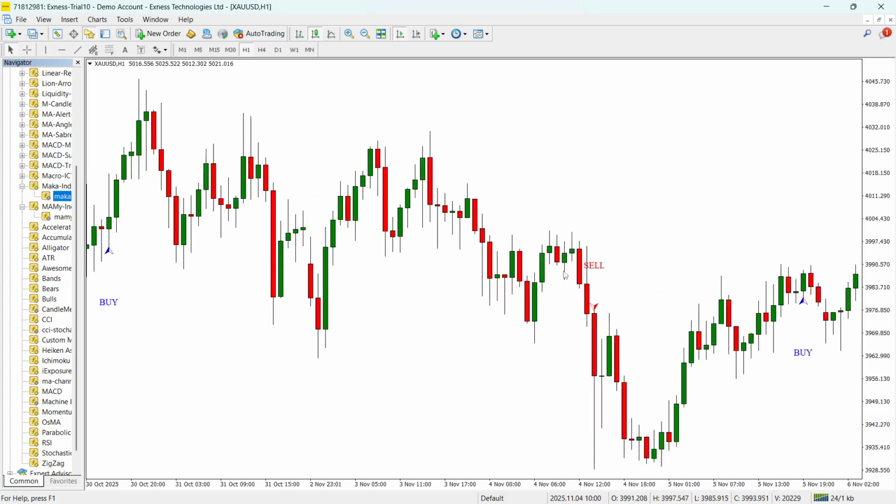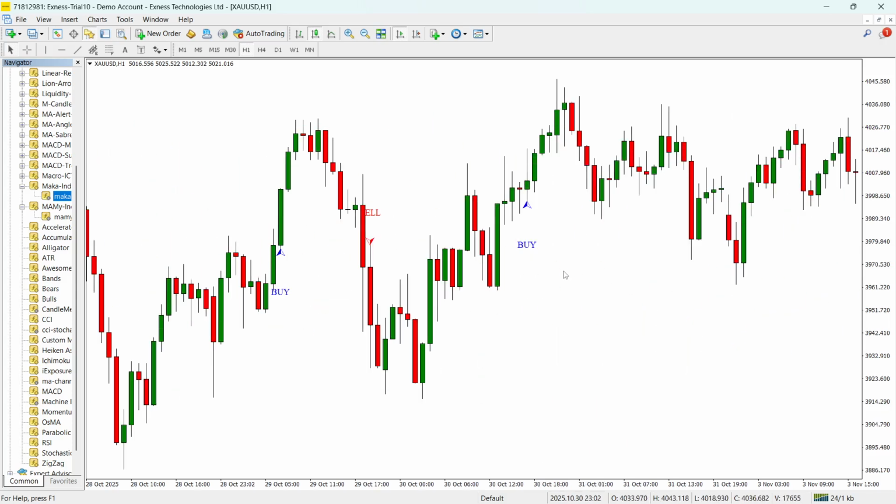You can download the MAKA indicator for MT4 using the link in the description below. It gives you clear blue and red arrows with both buy and sell text, plus ATR timer, multiplier, text color, and alert settings so you can match signal frequency and visibility to your trading style.